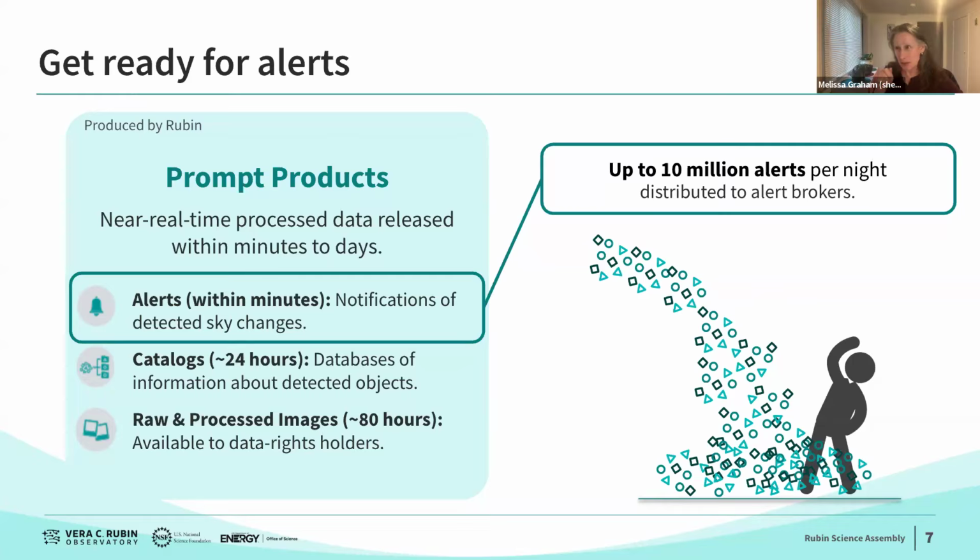But the alerts in particular, among all the prompt products that will come out, alerts are the ones that are distributed within minutes, and they are notifications of detected sky changes. And we expect to eventually, once the alert stream is at full fidelity, be distributing up to 10 million alerts per night. And these alerts, they don't go to individual people, they go to brokers for processing. So the key terms here are alerts and brokers.